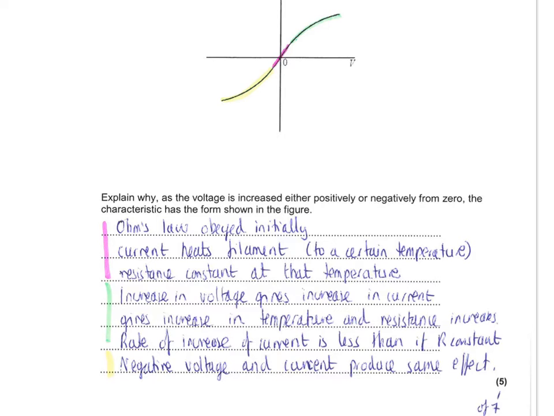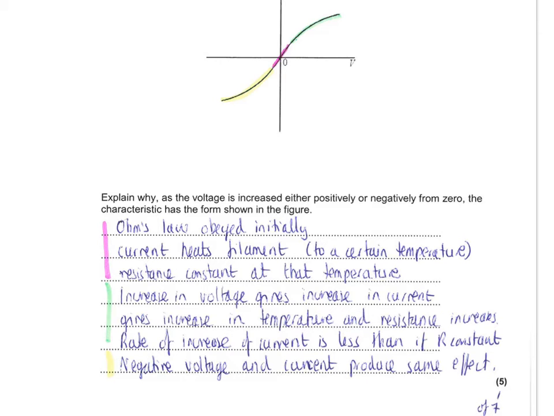Next, we consider what happens at larger voltage values. So if we increase the voltage further, that also leads to an increase in current. But the increase in current also leads to an increase in temperature. So now overall, the temperature is no longer constant as we move up the graph. So if there's an increase in temperature, we also have an increase in resistance.